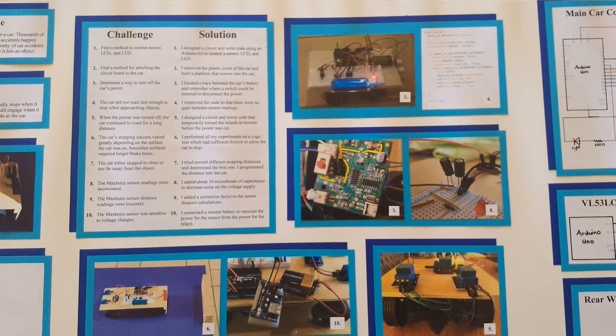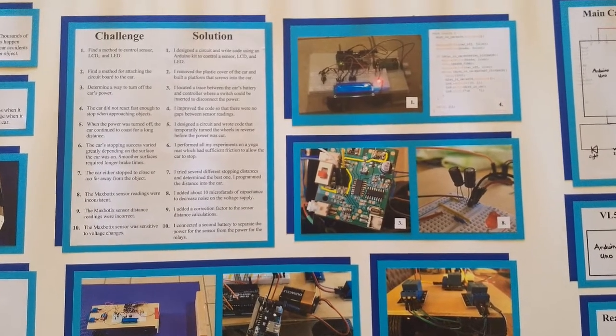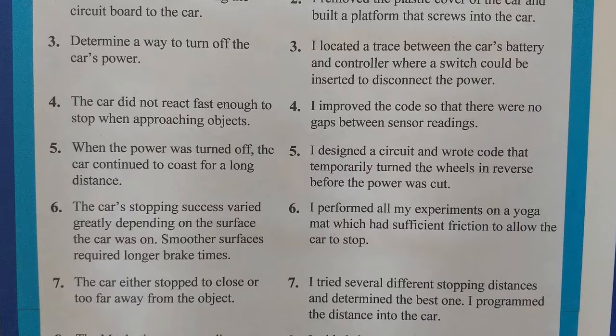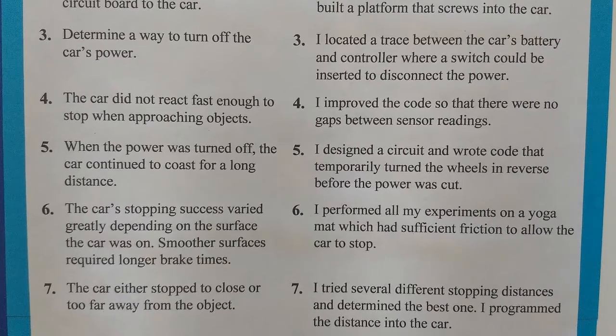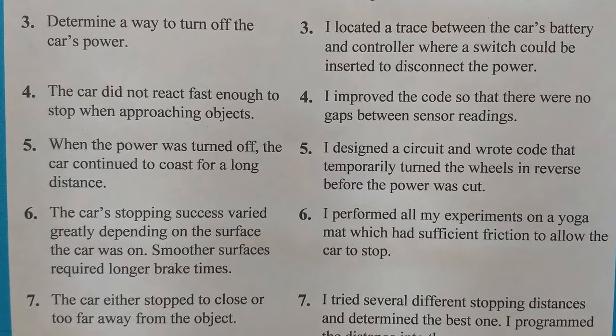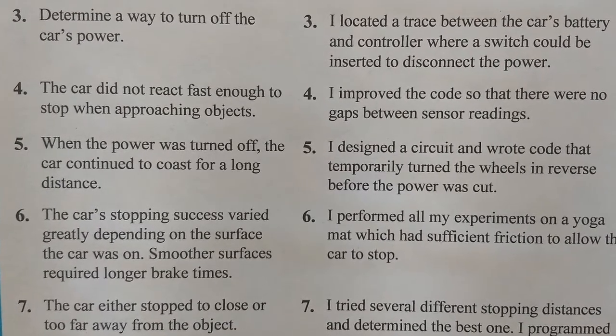It is important to show how each subsequent design is an improvement over the previous design and moves closer to the design objective. One of my challenges was determining how to get the car to stop. I did this by cutting power to the car. However, when power was cut, the car continued to coast forward. My solution was to have the wheels turn backwards for a short amount of time to counter the forward momentum and stop the car.